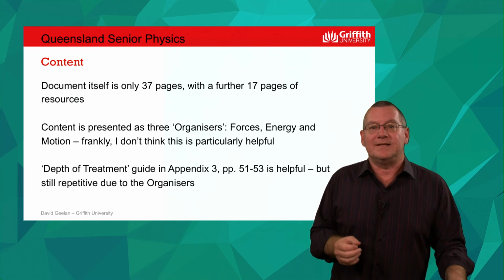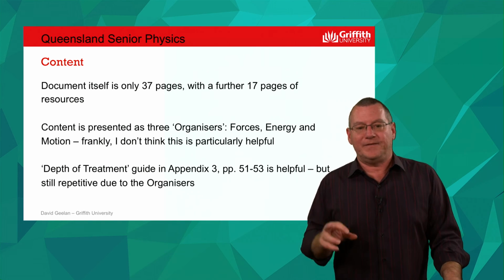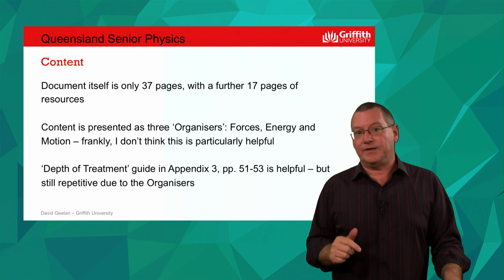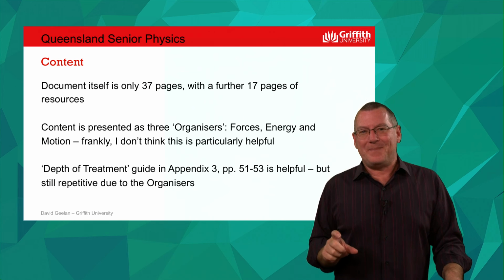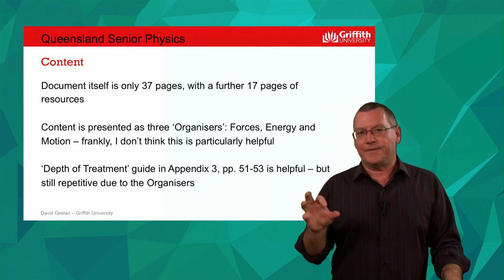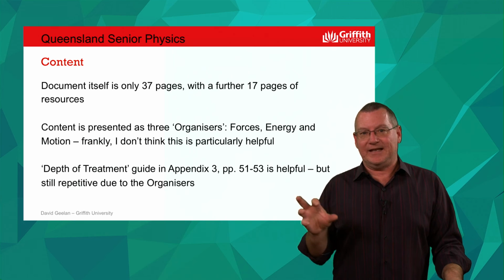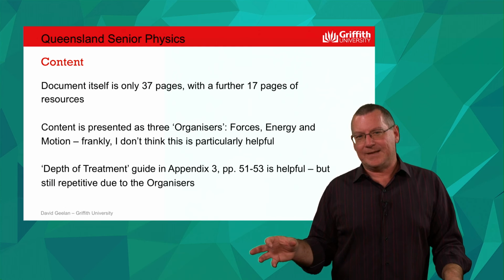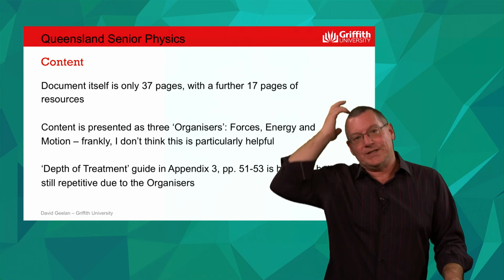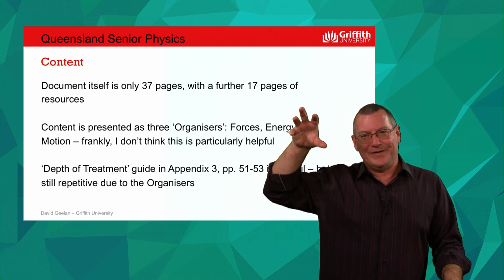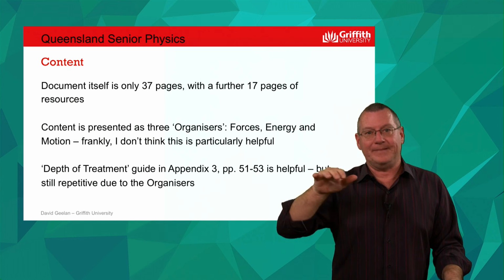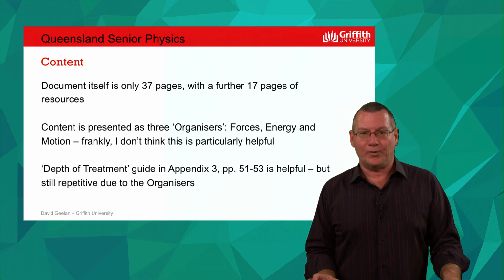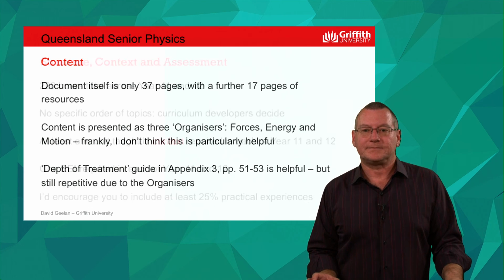I think I've already mentioned the depth of treatment guide, Appendix 3, page 51 to 53. There's still bits that are repeated in that because it's organised according to the organisers. But if you actually look at that, that gives you a lot of the formulas and concepts and issues and ideas that are required. And it tells you, okay, we're not doing year 10 science anymore, this is higher level than that, but it also tells you, hey, settle down, we're not doing university science, this is the depth of treatment. This is the appropriate level at which we should study this. So that's probably the most useful piece of the whole document in terms of actual planning.